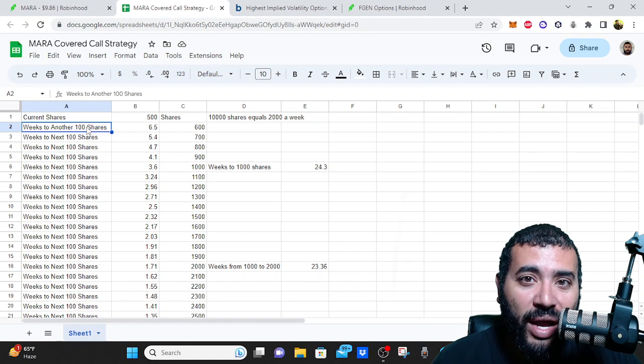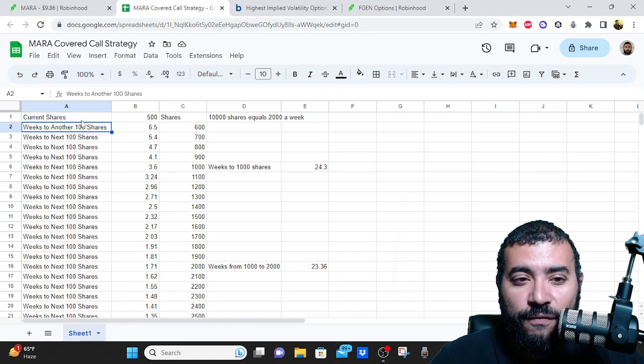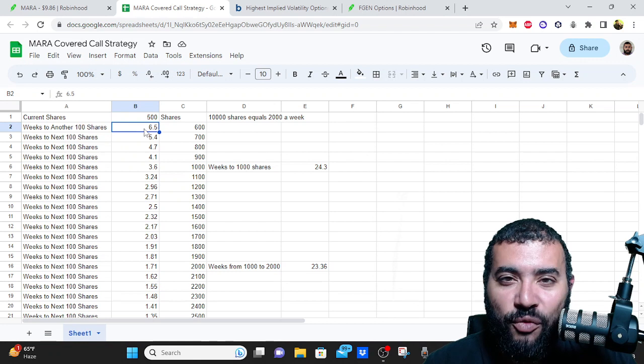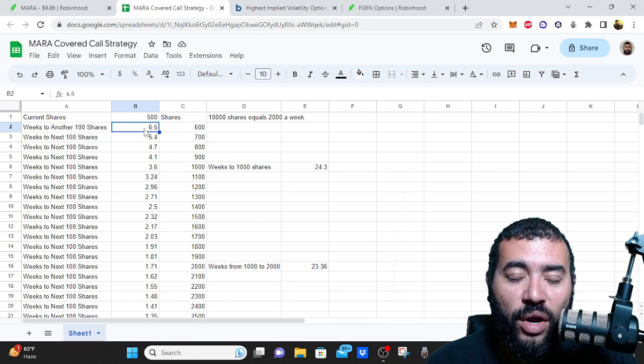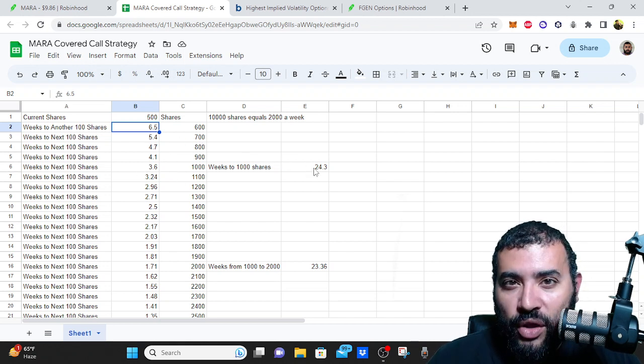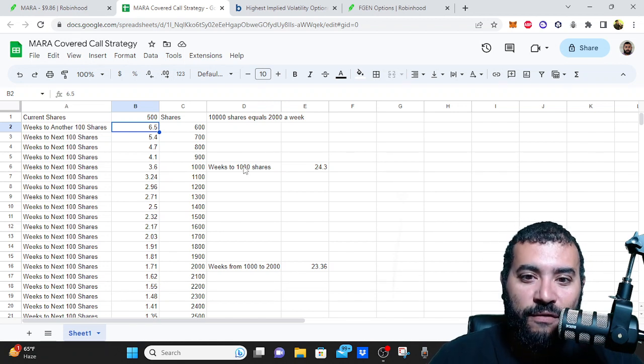I would then buy X amount of shares at the price that Marathon was when I first started this strategy. It would have taken me from there six and a half weeks to get an additional 100 shares. And so then I would have 600 shares. And after that, it would take 5.4 weeks to get to 700 shares. And after 24.3 weeks, I would get to 1,000 shares. Again, very, very simple.